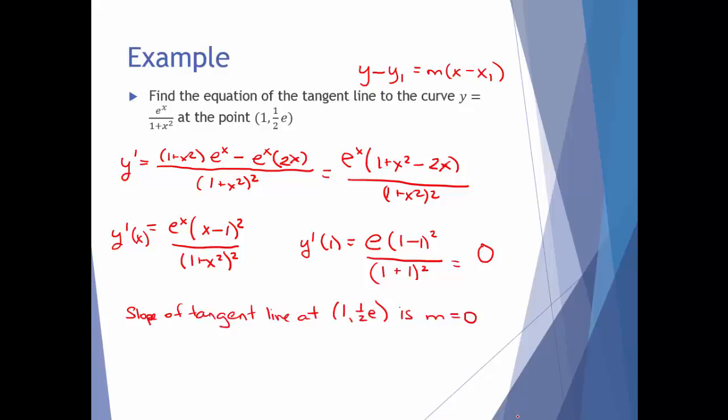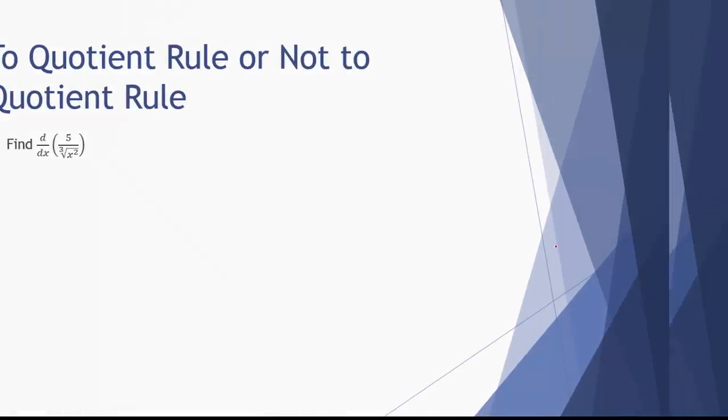So think about what that means for a second. If the slope of the tangent line is 0, what kind of line does this have to be? It's got to be horizontal. Okay, well if it's a horizontal line, then we don't even need this entire point slope form. Horizontal lines always have the equation y equals some number. And what does y equal? It equals the y coordinate. y equals 1/2 e is going to be the equation of the tangent line to the curve at this particular point.